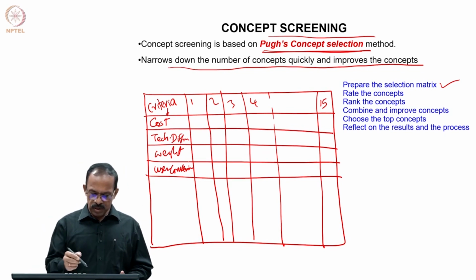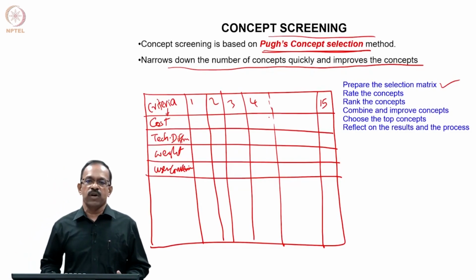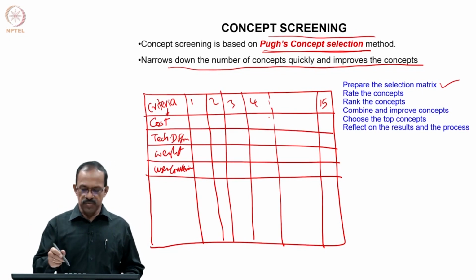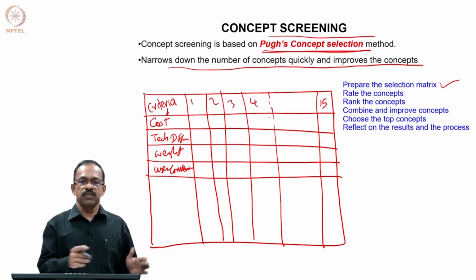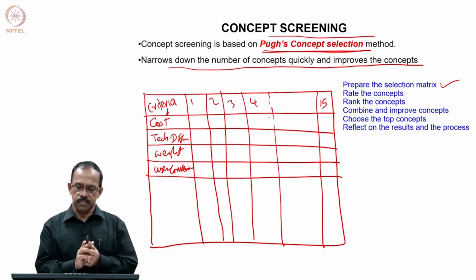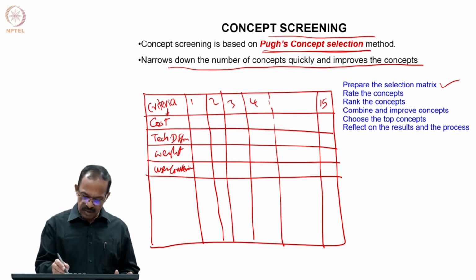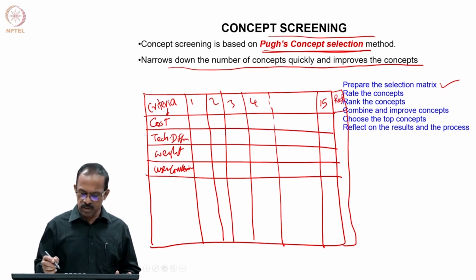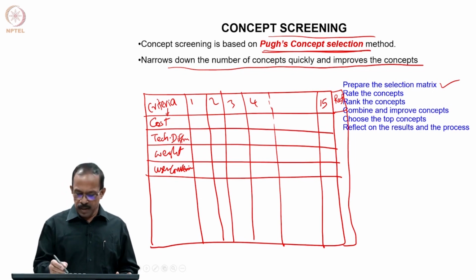Now, what we do is look at each concept. Suppose you have 15 concepts, and for each concept you need to see what value should be given. Since you have 15 concepts to compare, one way is to have a reference. Suppose you have similar products already available in the market, then we say there is a reference product to compare.